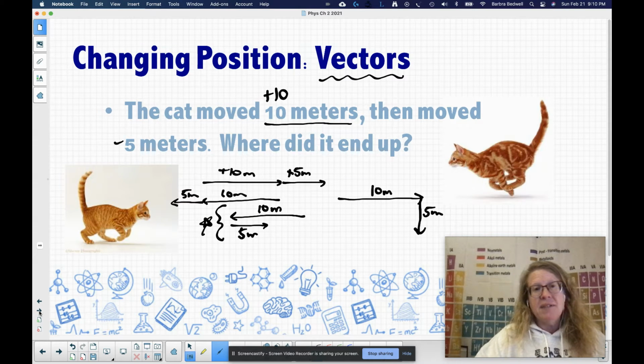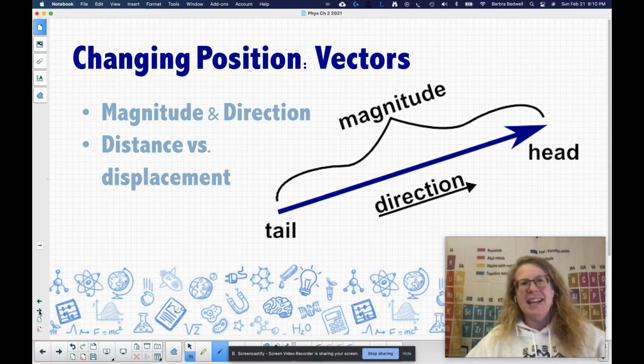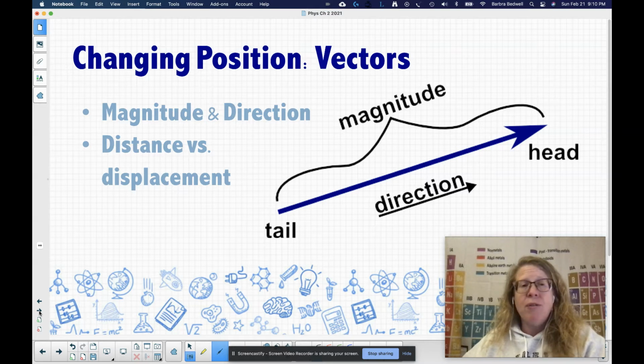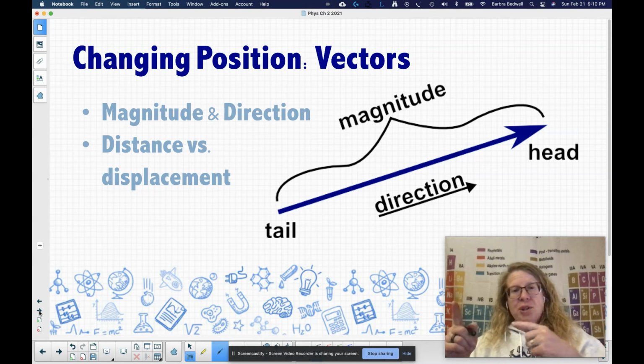So this is the idea of displacement. Displacement is about changing something's position in a given direction. So when we're describing these things, again, I've been talking about what vectors are, and vectors are basically arrows. That's really what it is. It's not just a distance, but it's a distance with a direction.